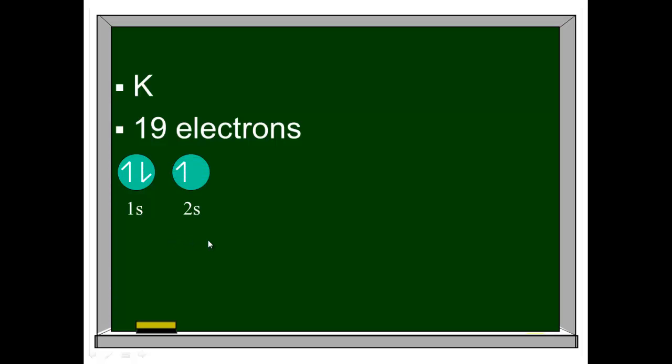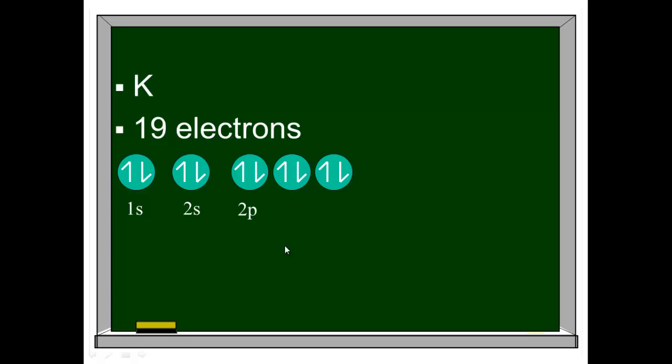Let's do another one. Potassium has 19 electrons. Start the electron configuration the same way we did sulfur. 1s2, 2s2, 2p6.